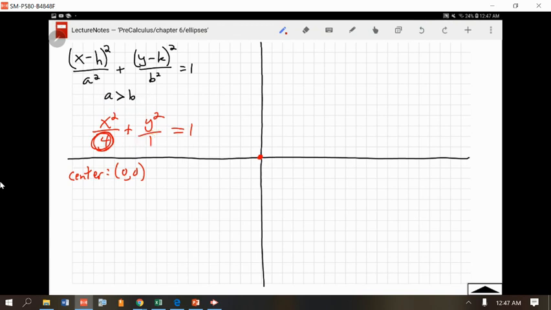4 is bigger than 1. So since 4 is bigger than 1, that tells you that a squared is 4, which means a is 2. So from the center, you will then travel horizontally, because since 4 is a squared, and a is with x, that means your major axis is 2 to the left and 2 to the right. So that number 2 that we got for a is here, a and a.